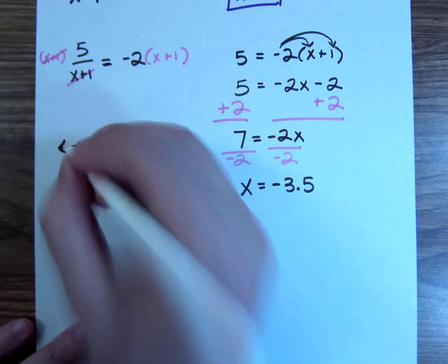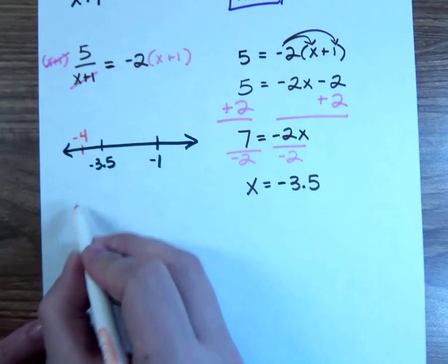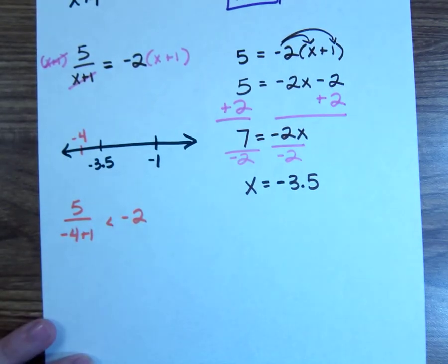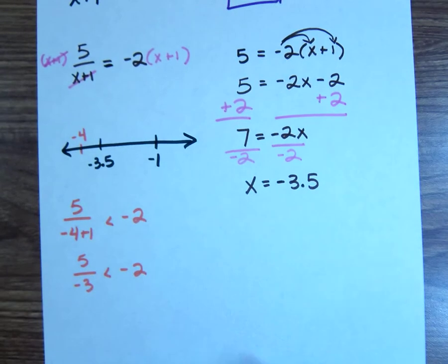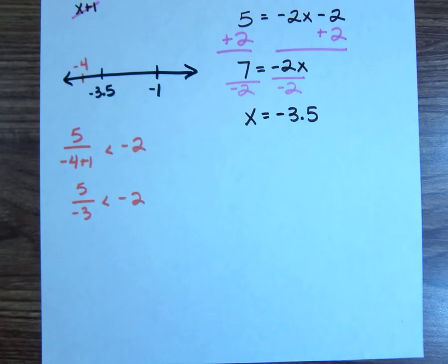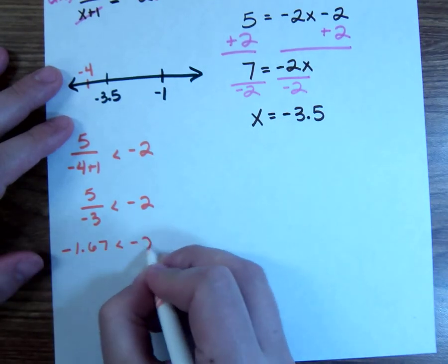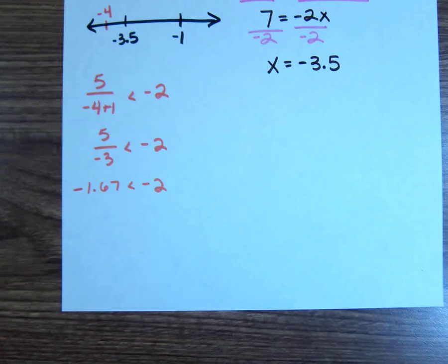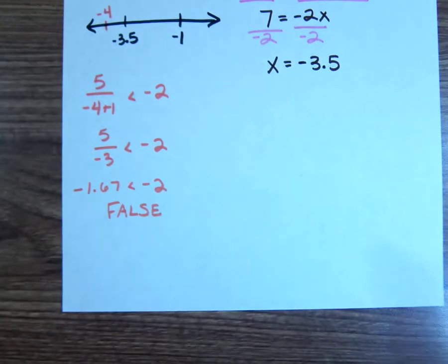Pick a number that is below negative 3.5. Negative 4. Okay. So 5 over negative 4 plus 1 is less than negative 2. So negative 4 plus 1 is negative 3. It's a little more difficult to think about fractions, so if you go ahead and divide this out, you might have an easier time. 5 divided by negative 3 is negative 1.67. Don't be scared of negatives. Is negative 1.67 less than negative 2? It is not. 1 is less than 2, but negative 1 is not less than negative 2.